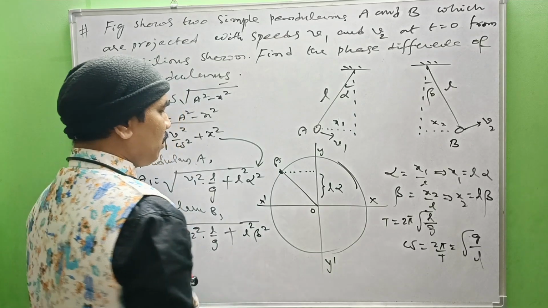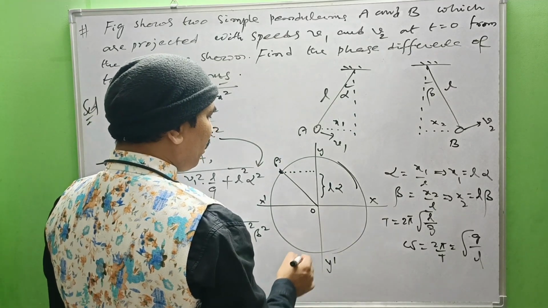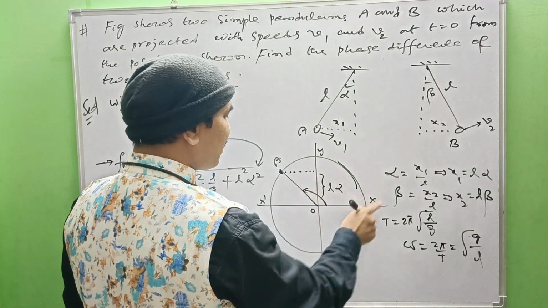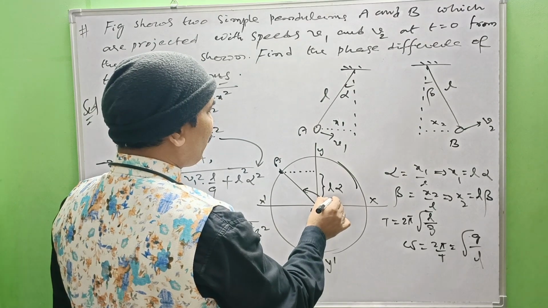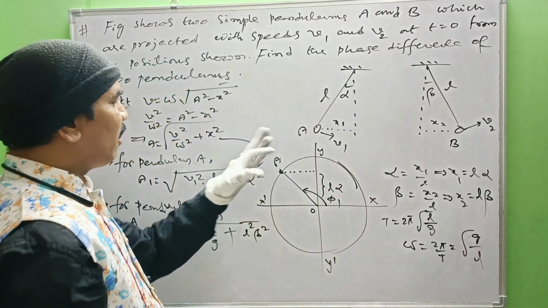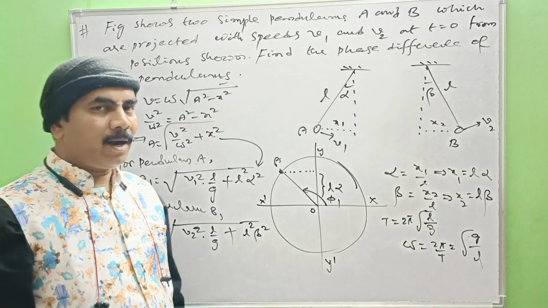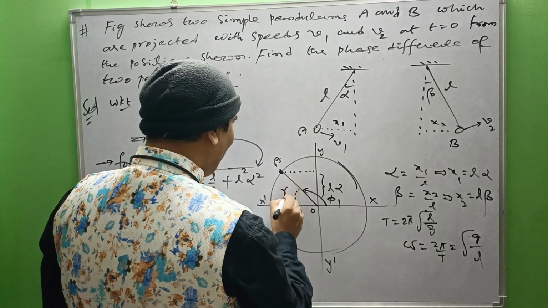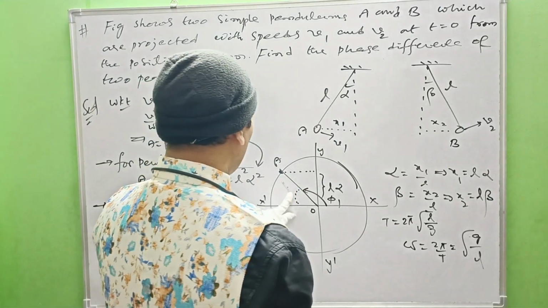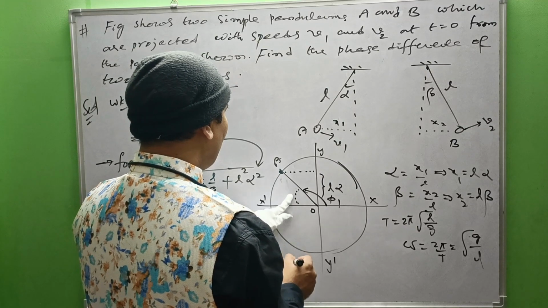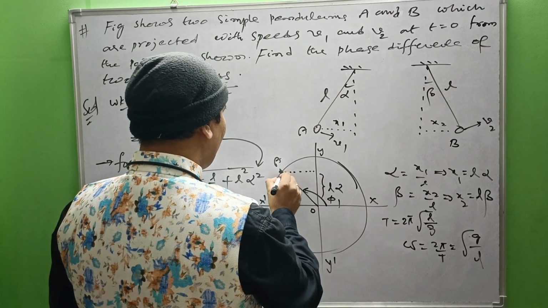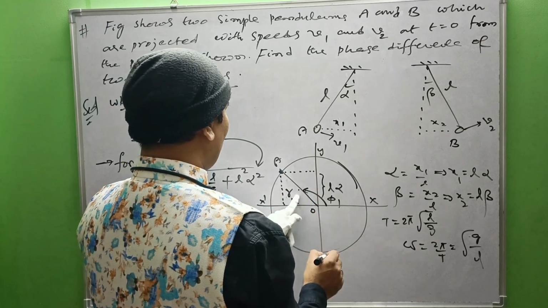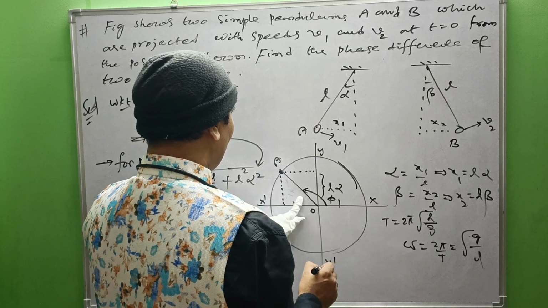Right? Now as far as the reference axis is concerned, X is the reference axis. This is phi 1, the phase acquired by pendulum A. Now, what is this angle here? For example, gamma 1. What is gamma 1? See here, if I close this one, this becomes gamma 1. Angle gamma 1. Okay.